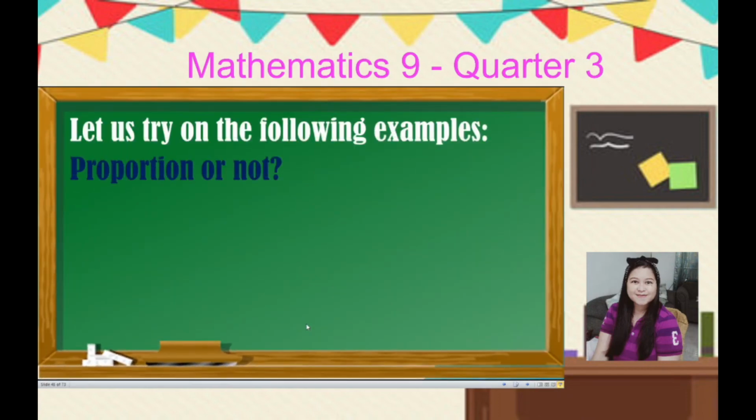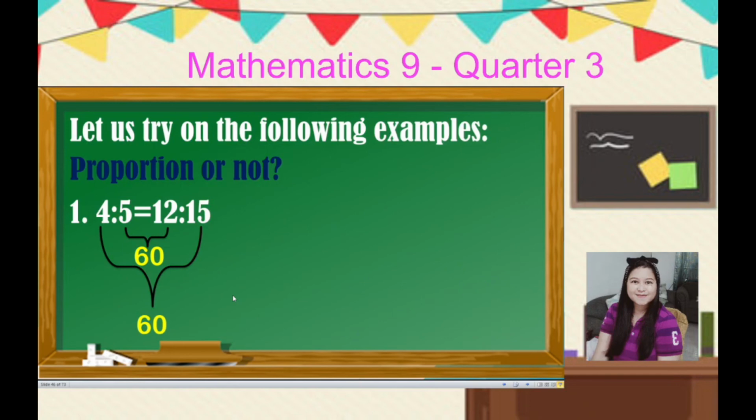So, let us identify whether the given is a proportion or not. So number 1, 4:5 is as 12:15. So again, what are we going to do? We will get the product of the means and the product of the extremes. So 5 and 12 when multiplied, that is equal to 60. And 4 times 15 when multiplied, the answer is also 60. So therefore, the product of the means is equal to the product of the extremes. Is this a proportion or not? So this one is a proportion.